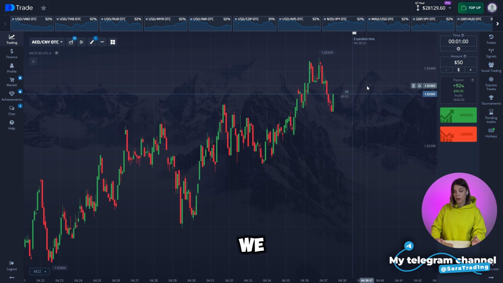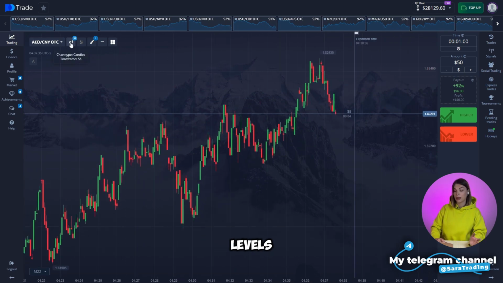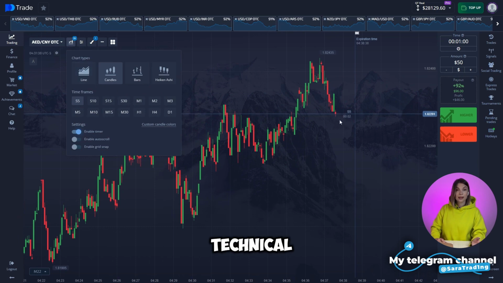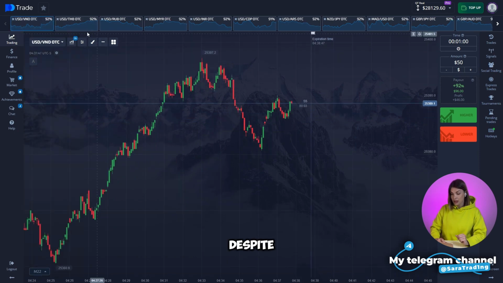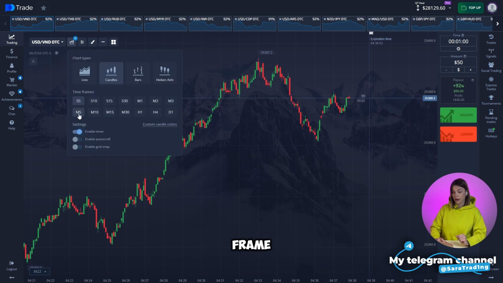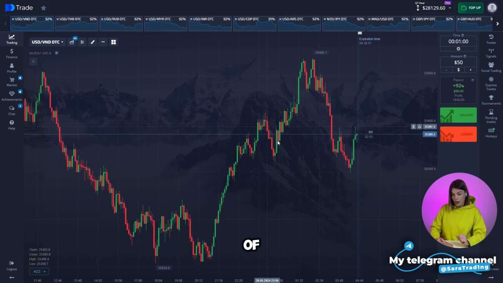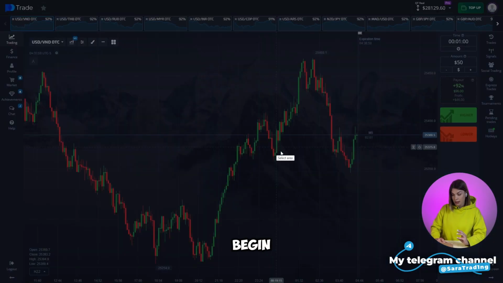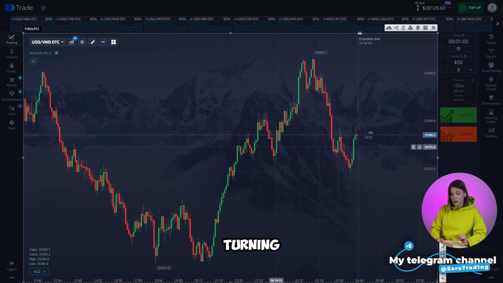So today we have simple trading using support and resistance levels, as well as a little technical analysis. Let's get started right away. Let's work, for example, with this asset. Despite the fact that the situation here is generally incomprehensible, we are on a 5-second time frame. To begin with, we switch to the higher time frame of 5 minutes and begin setting our levels. That is, we do this in order to identify turning points.